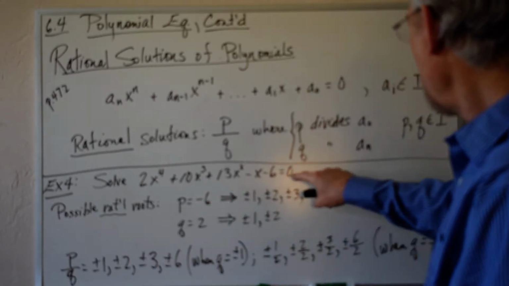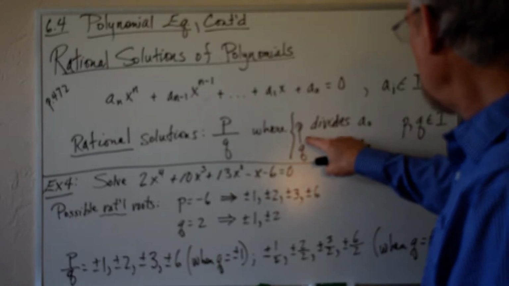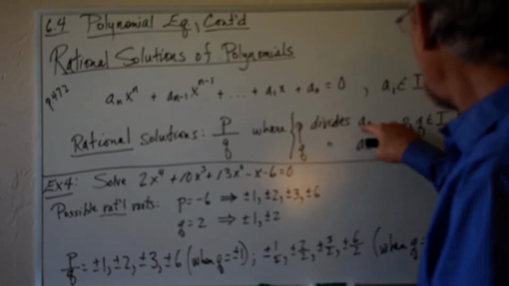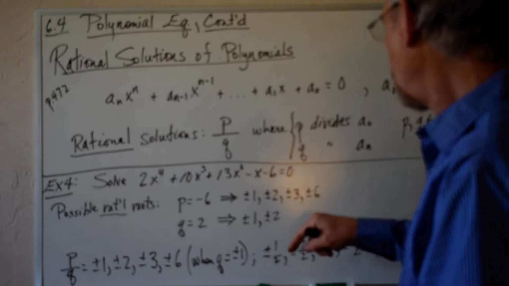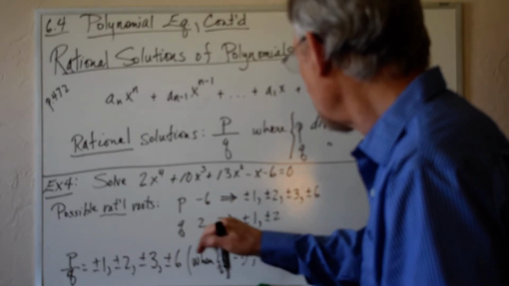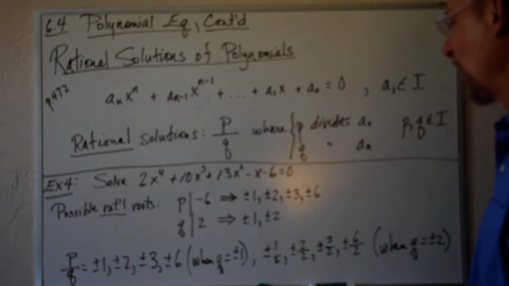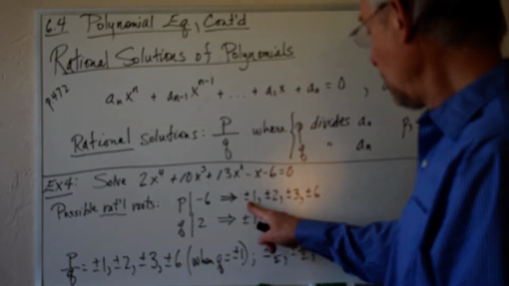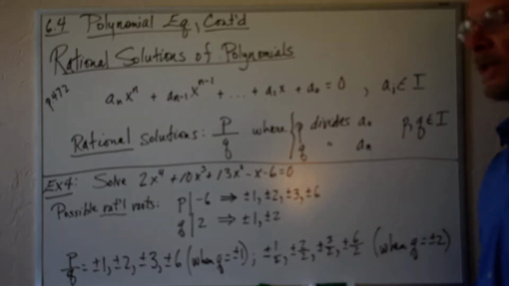Now we see in our example, p is all possibilities of integers that divide a sub 0. Here a sub 0 is negative 6. Well, okay, I can't say that they equal these numbers. I can say they divide. So there you go, there's a new mathematical symbol you haven't seen before. p divides negative 6. Therefore, p is either going to be plus or minus 1, or plus or minus 2, or plus or minus 3, or plus or minus 6.